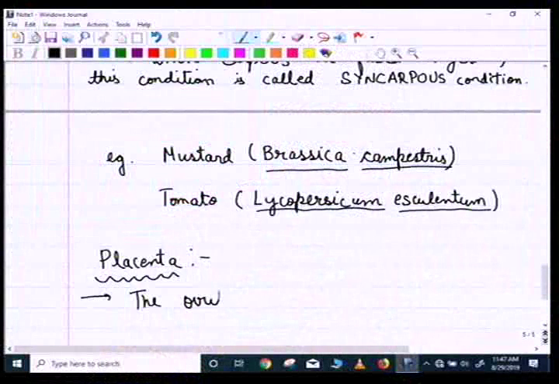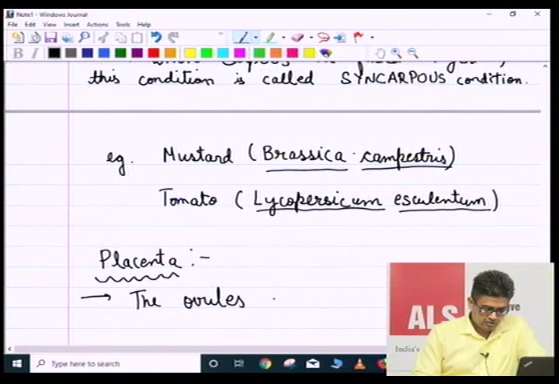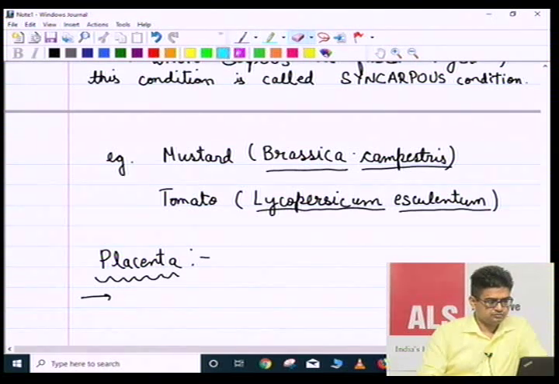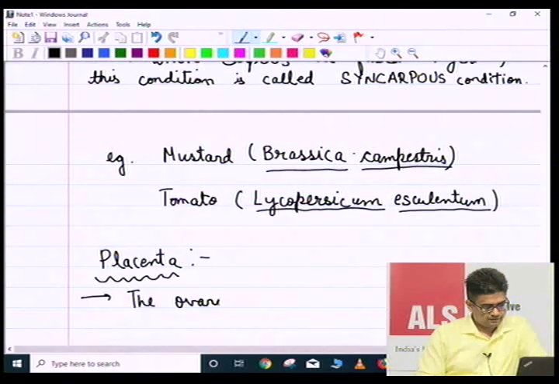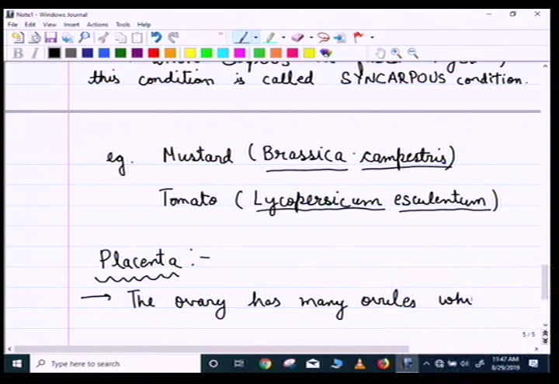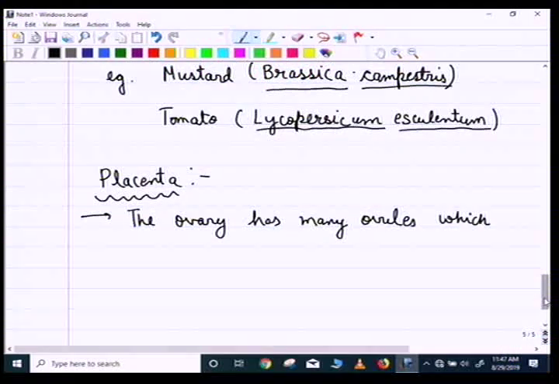So write the definition of placenta now. What is the placenta? In the case of plants, how do we define placenta? The purpose is clear. Placenta, please write. The ovules are attached, just a second. The ovary has many ovules, which are attached to. Now why are they attached? Because they will receive nutrition from it. That is why they are attached.